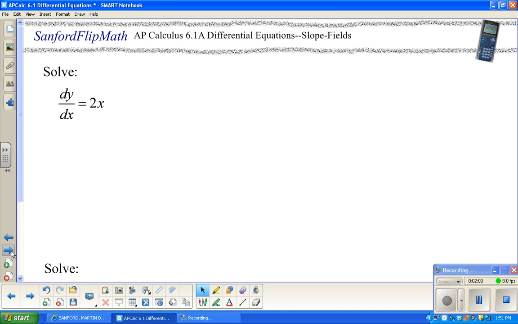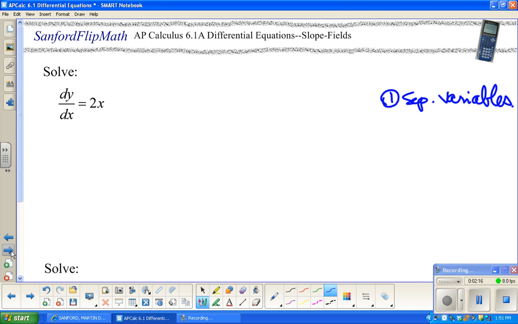Okay. First up, what I'd like to do is we're going to just take a minute and solve a differential equation, and we're not going to spend a lot of time on this, but let me just emphasize the first thing we're going to do is separate the variables. So we want anything about x on the one side and anything about y on the other. So I'm just going to multiply both sides by the dx. And so I have dy equals 2x dx.